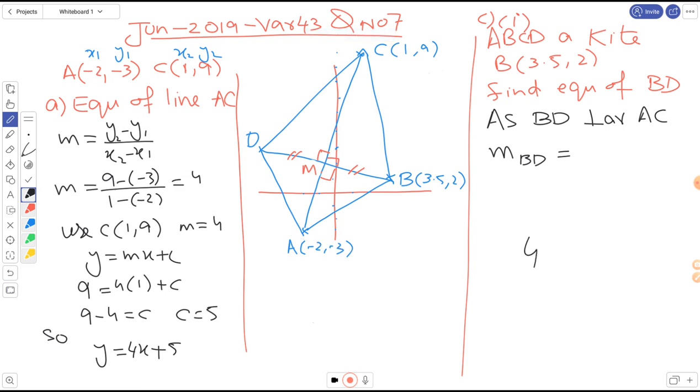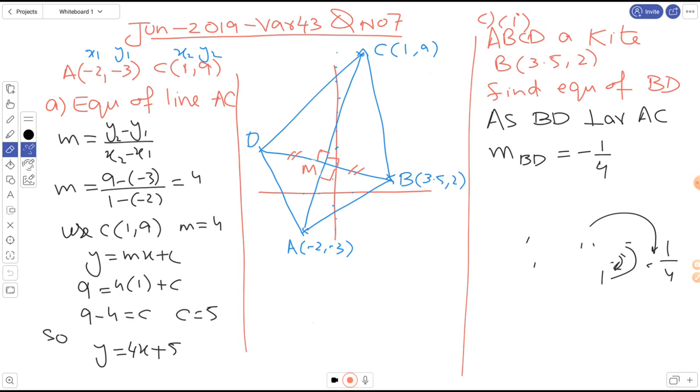What is here? 4. So 4 actually means 4 by 1, and we have a plus sign. Now I flip: 1 goes up, 4 comes down. So it turns to be 1 up, 4 down, and this plus turns to be minus. It means -1 by 4 is the gradient of the BD line. I'm sure up till now all of you understand, and let's see how we can complete it now.